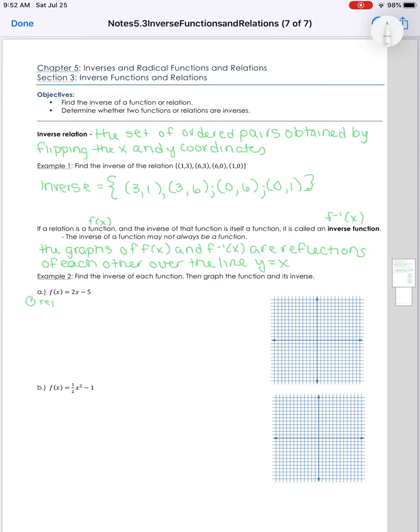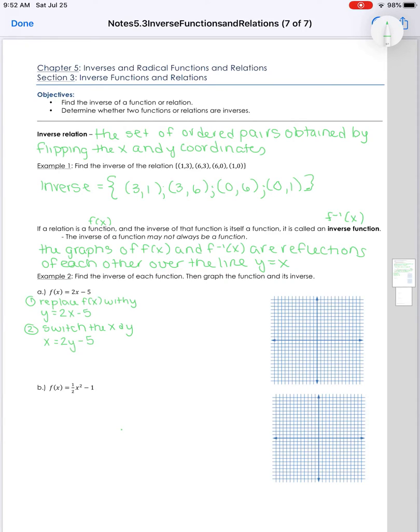And there's an algebraic way of determining what an inverse is, and then there's going to be a way of determining whether functions are actually inverses of each other. All right, so step 1, we have to find the inverse, then we're going to graph the function and its inverse. There are 4 steps you want to follow when you're trying to find the inverse.